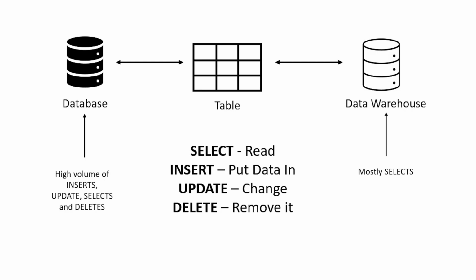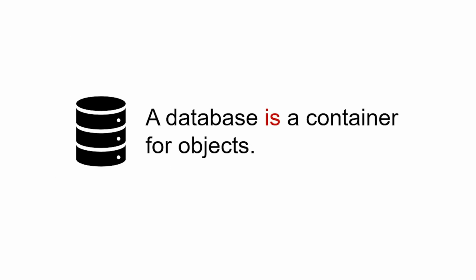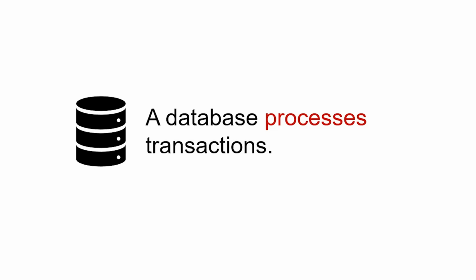Earlier, we defined a database. Recall we said that a database is a container for objects. Now, that's what a database is, not what it does. What a database does is process transactions. The difference between a transactional database and a data warehouse is the type and volume of transactions.